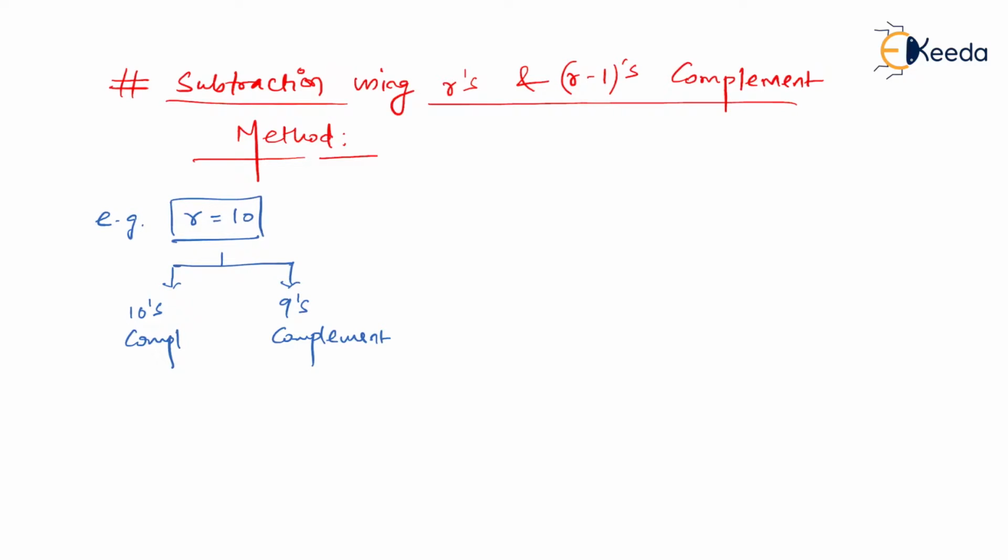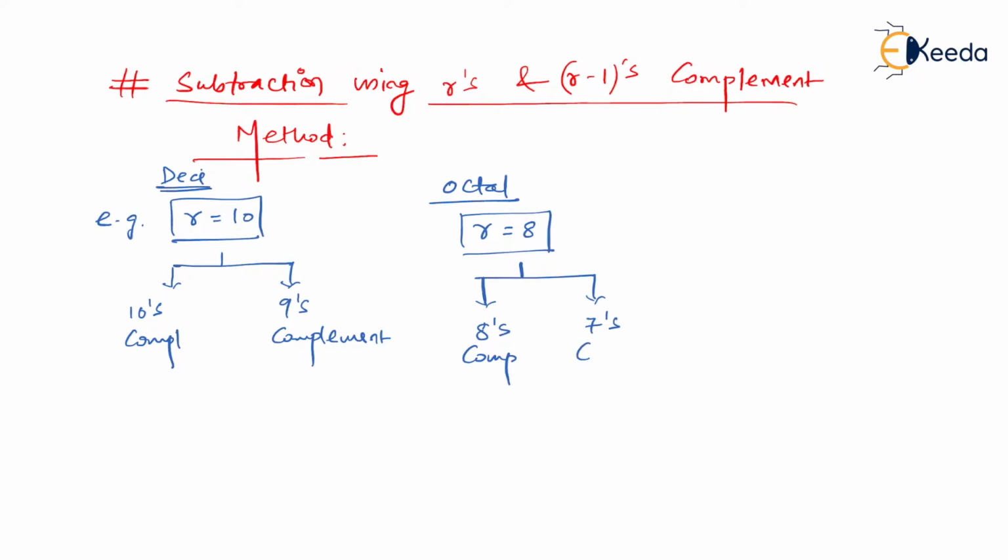Now I'm talking about octal numbers. In octal numbers, r equal to 8. Since r equal to 8, it is in my capacity to perform subtraction using r's and r minus 1's complement method. So I can use the 8's complement method and the 7's complement method to carry out the subtraction.